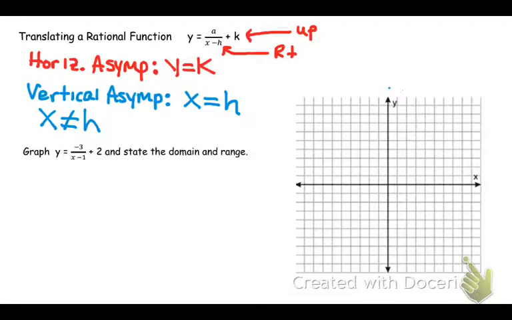All right, so let's try one. We just said the vertical asymptote is x equals h, and my h value here happens to be 1. So our vertical asymptote is going to be x equals 1. So we're going to go ahead and draw that in.